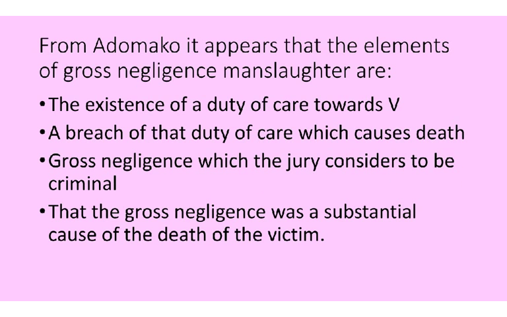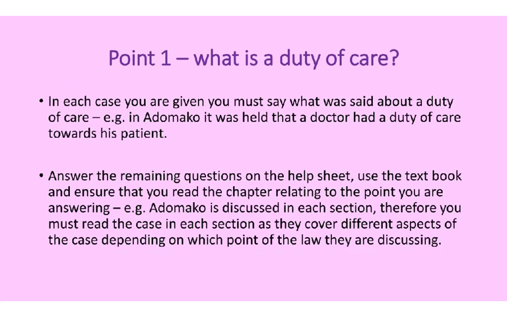From Adomako, it appears that the elements of gross negligence manslaughter are the existence of a duty of care towards V, a breach of that duty of care which causes the death, gross negligence which the jury considers to be criminal, and that the gross negligence was a substantial cause of the death of the victim. So point 1 then, what is a duty of care? In each case you're given, you must say what was said about a duty of care. For example, in Adomako it was held that a doctor had a duty of care towards his patient.